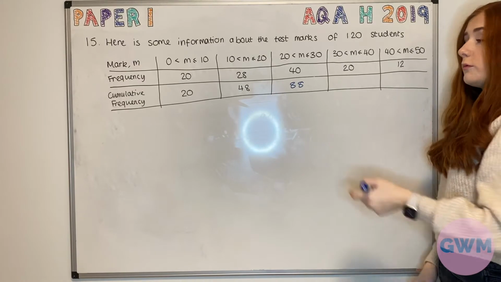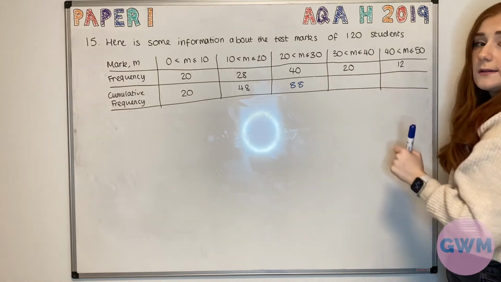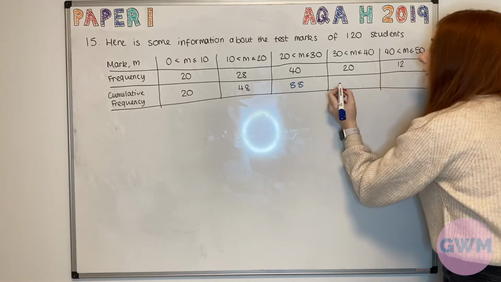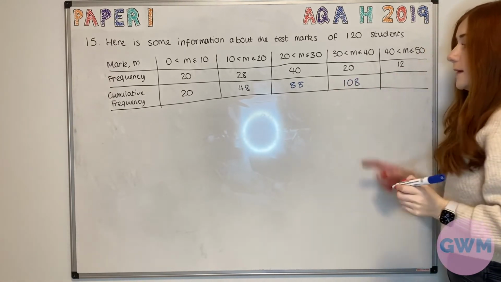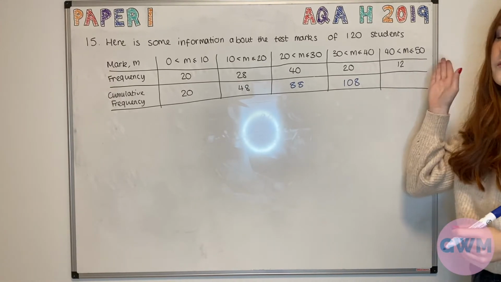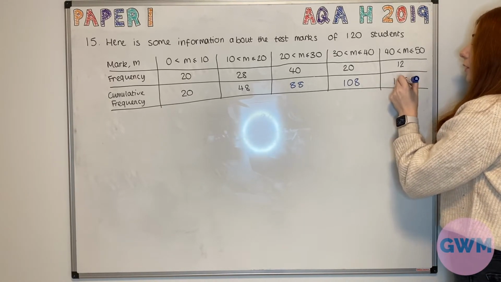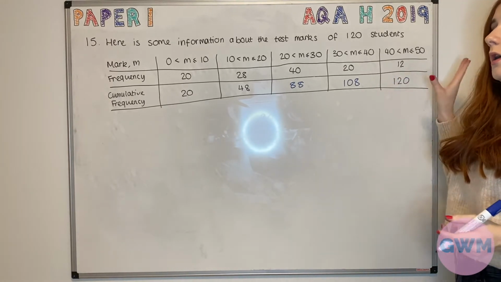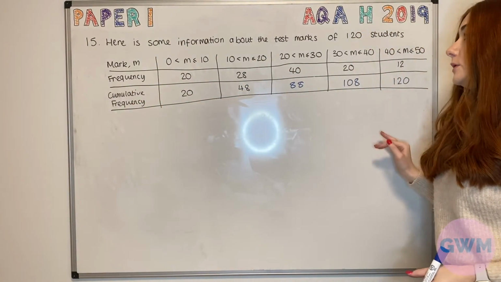Now again, we're moving up to marks less than 40. So we've got the marks less than 30. We add the marks that were between 30 and 40. That gives us 20, so that gives us 108. 20 on 88. We do the same for the last set of marks, which was marks less than 50. 108, and we have 12 of those. 120.